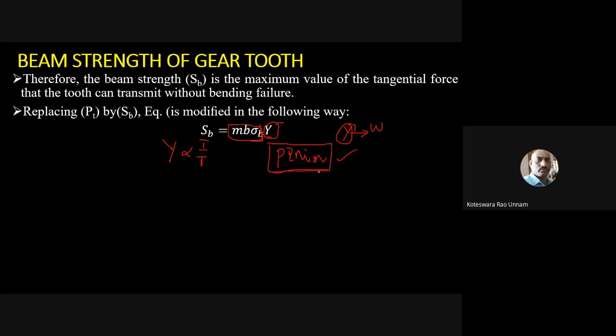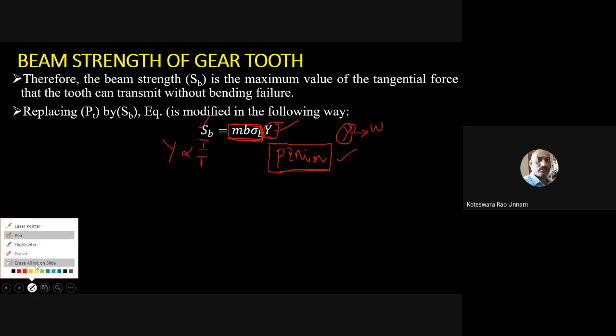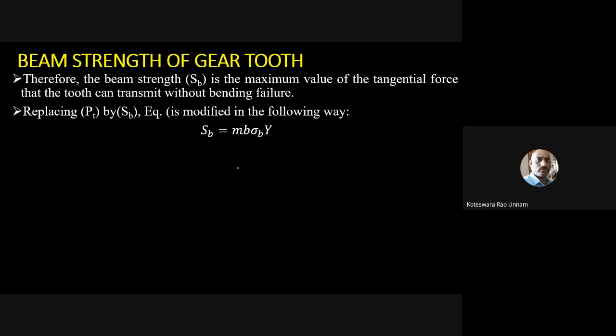You need to follow this condition when both gear and pinion are made of the same material, so sigma_B is also the same. That means we eliminated these three factors, and only S_B is decided based on Y. Suppose gear and pinion are made of two different materials, not the same material. Then how can we decide which one is going to be the weaker? That is the next question.